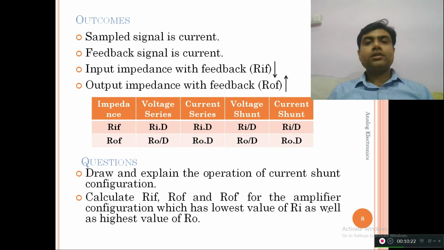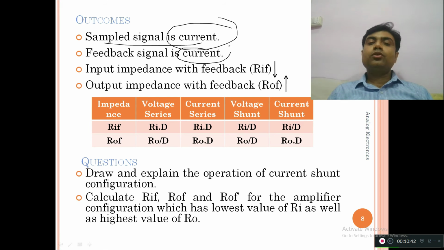In these 4 lectures we have discussed in detail how we can calculate the value of input and output impedances, what is the sampling value, what is the feedback value. If I talk about this particular current shunt configuration, here the sample signal is current because we are sampling the current, and since we are mixing it in the shunt form, the feedback signal is also in the form of current. So current upon current gives me the value of the current amplifier, and as we have seen today, RIF is going to be decreased in the current shunt configuration, and the value of ROF is going to be increased.